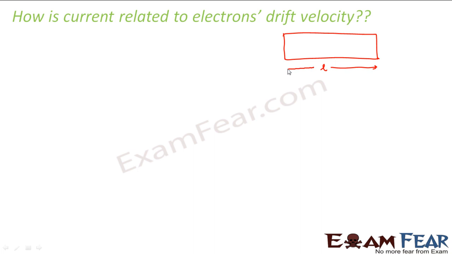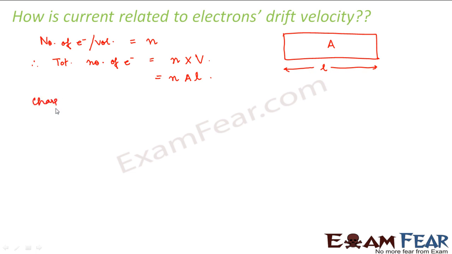So here also let us consider the same conductor of length L, and let us suppose that the area of this conductor is A, and the number of electrons per unit volume in this conductor is N. That is, N is the number density of electrons. Therefore, what will be the total number of electrons? Total number of electrons will be equal to number density into the volume of the conductor, that is N into A into L.